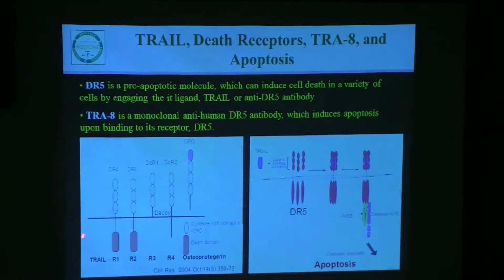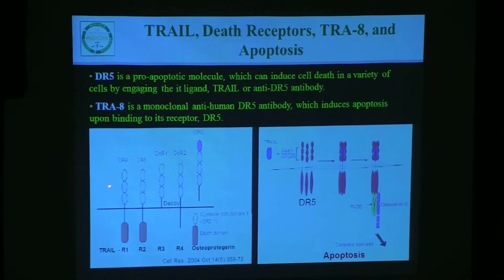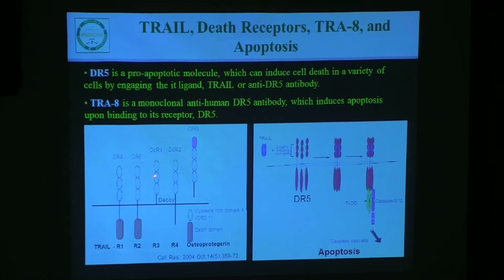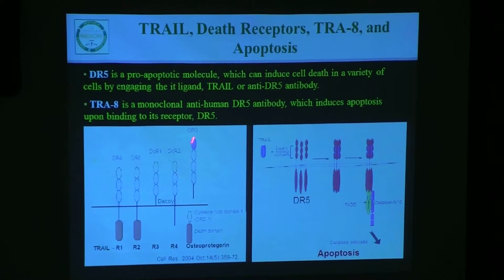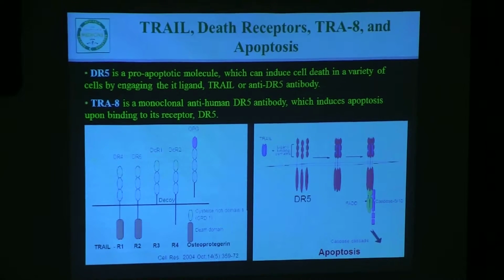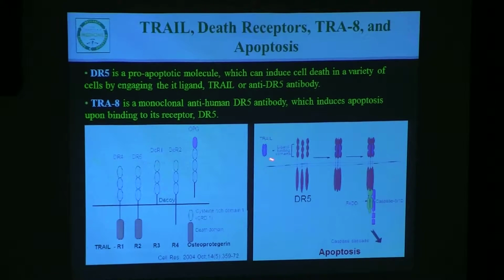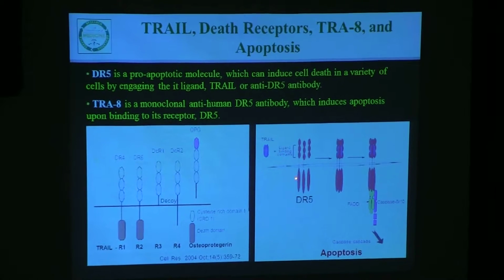The TRAIL receptor family includes a variety of members, including DR4, DR5, decoy receptors R1 and R2, and also a soluble receptor called OPG. Upon binding to its ligand or antibody, DR5 can mediate apoptosis within the cell.